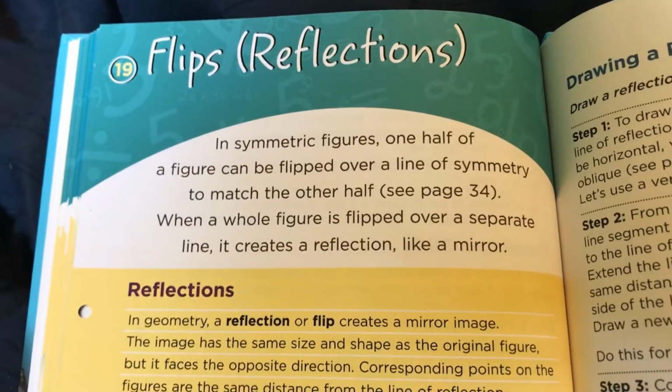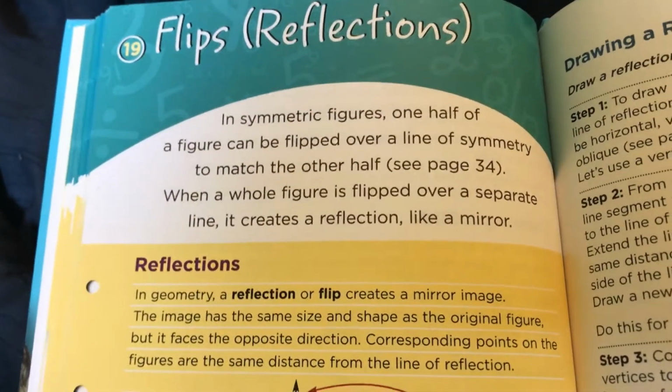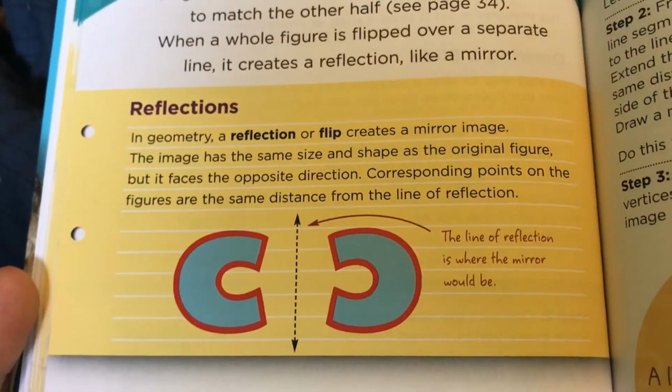19. Flips. Okay, reflections. In symmetric figures, one half of a figure can be flipped over a line of symmetry to match the other half. When a whole figure is flipped over a separate line, it creates a reflection like a mirror. Reflections. In geometry, a reflection or flip creates a mirror image.